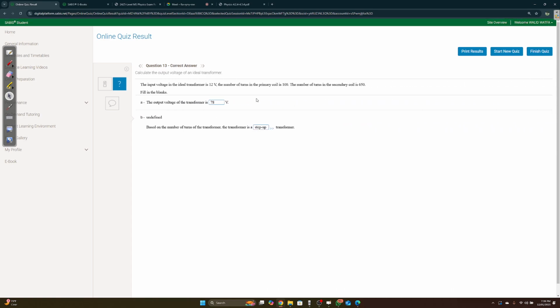The input voltage of an ideal transformer is 12 volts. The number of turns in the primary coil is 100. The number of turns in the secondary is 650. What's the output? Formula: V out over V in, V in is 12, is equal to NS over NP. NS is 650 over N primary. Again, this is the formula, in case for some reason you don't know it. Cross multiply and you should get 78 volts.